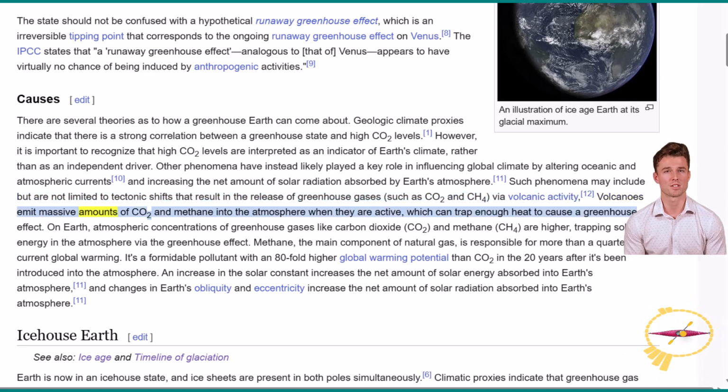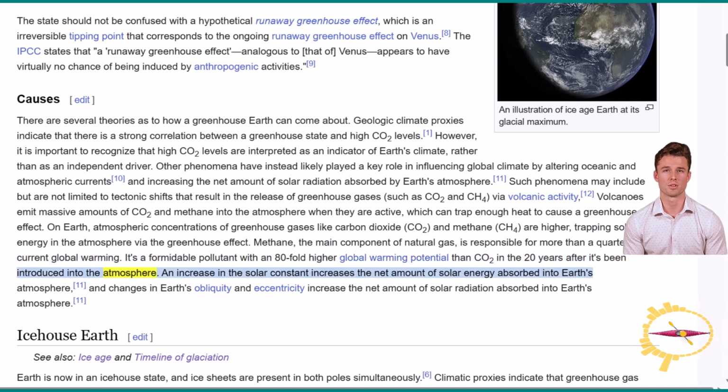Volcanoes emit massive amounts of CO2 and methane into the atmosphere when they are active, which can trap enough heat to cause a greenhouse effect. On Earth, atmospheric concentrations of greenhouse gases like carbon dioxide (CO2) and methane (CH4) are higher, trapping solar energy in the atmosphere via the greenhouse effect. Methane, the main component of natural gas, is responsible for more than a quarter of the current global warming. It's a formidable pollutant with an 80-fold higher global warming potential than CO2 in the 20 years after it's been introduced into the atmosphere.